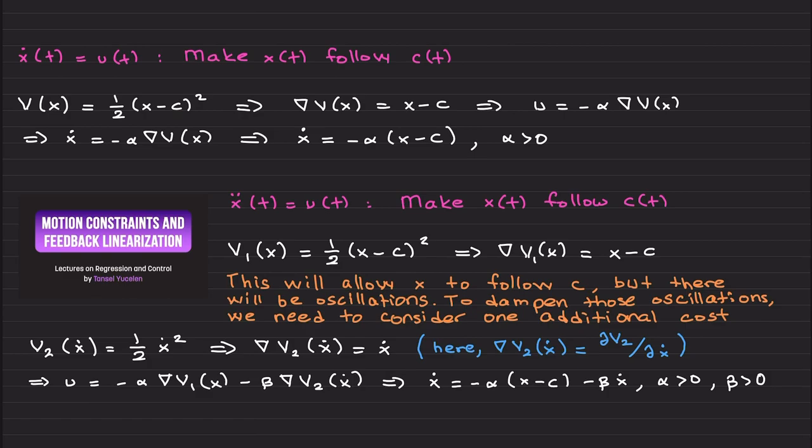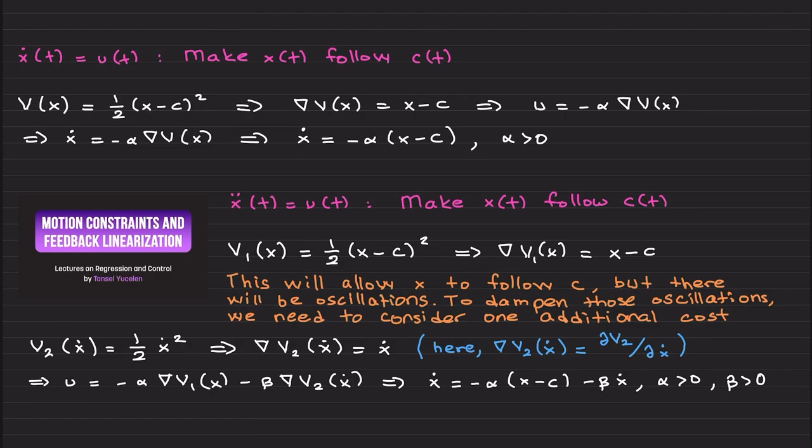Taking the gradient, the gradient of v is x minus c, and I am going to choose my control signal as the negative gradient, or gradient descent: minus alpha, where alpha is a positive constant, multiplied by this function. So our closed loop system becomes x dot equals minus alpha times the gradient of v, or x dot equals minus alpha (x minus c). C can be a time varying command. As you increase alpha, as you put more power into this gradient, you are going to see that you can closely follow any given signal.